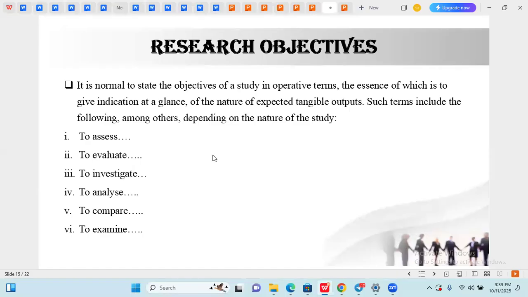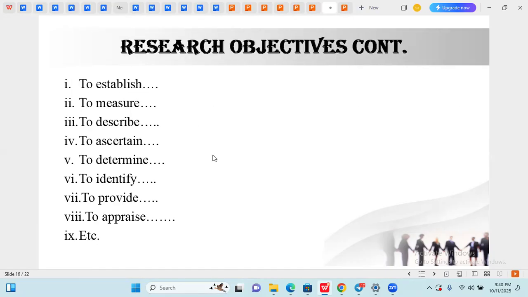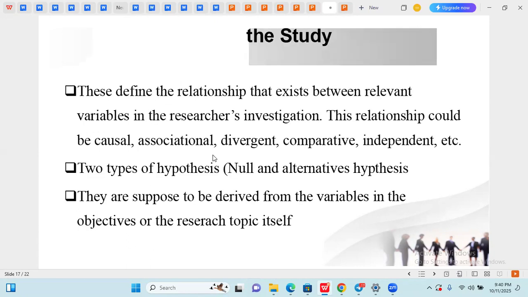Now, how do you write the research objective? You say: to assess, to evaluate, to investigate, to analyze, to compare, to examine, to establish, to measure, to describe, to ascertain. You know, there are so many. To identify, to provide, to appraise. So that's how you write objectives.